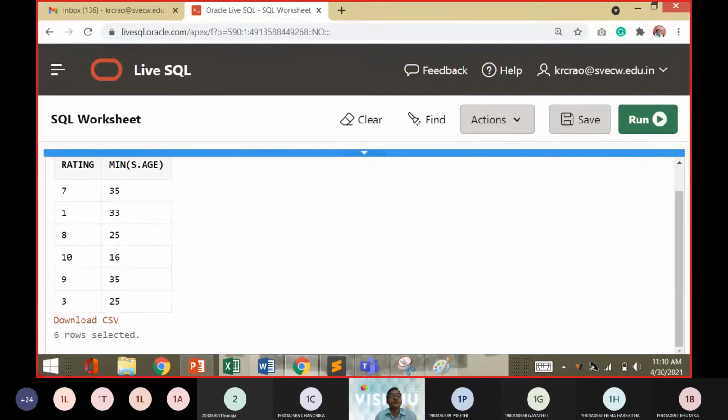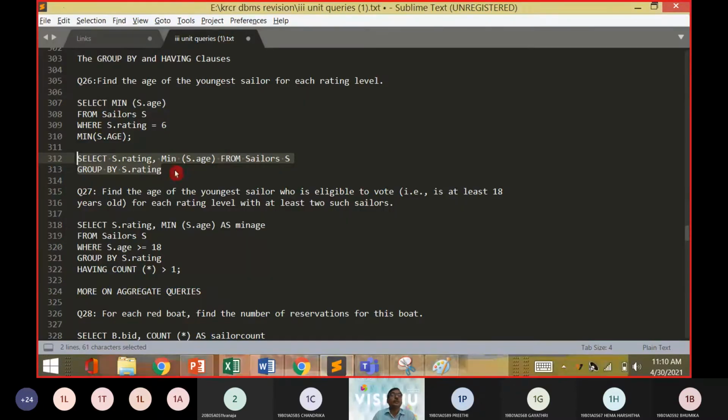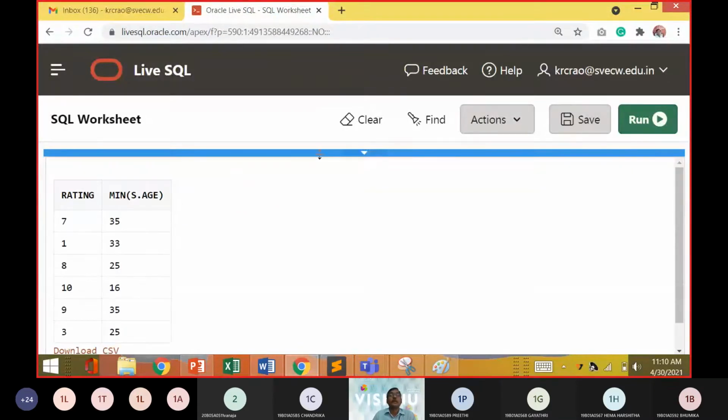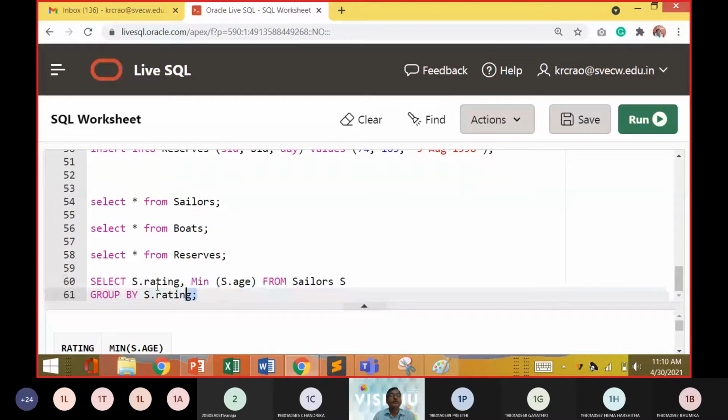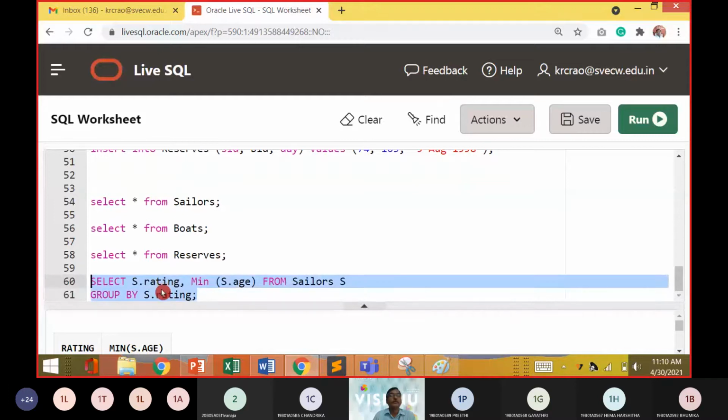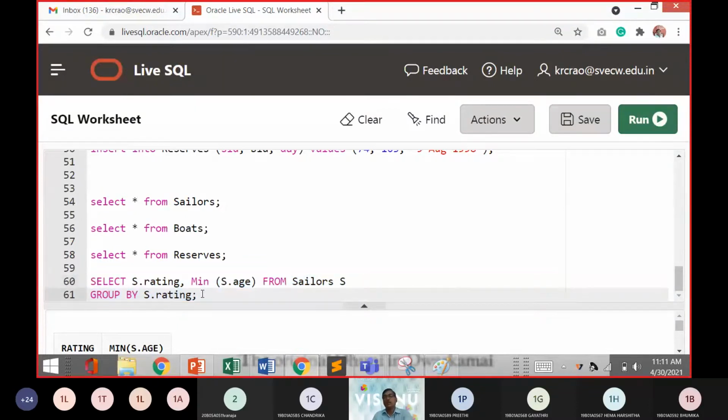Okay. So the query we have attempted was, we need rating, individual rating, and that too we are going to use a group by function. So rating 1, rating 2, rating 10, we group by. In every rating, how many sailors are there? Then we are finding out the minimum for that. So that's how we are taking up the group by rating.